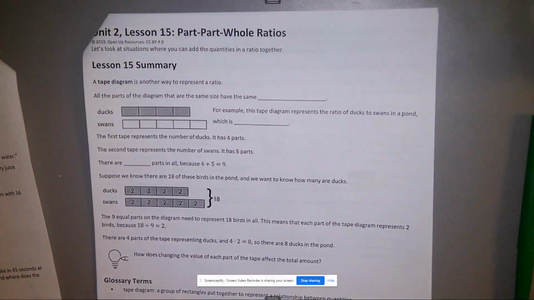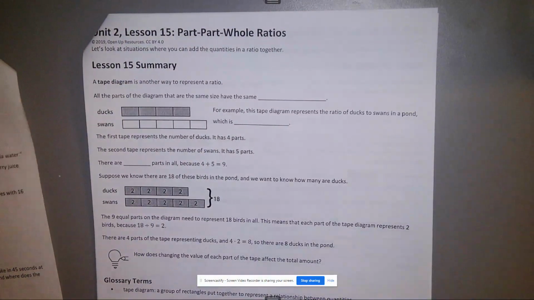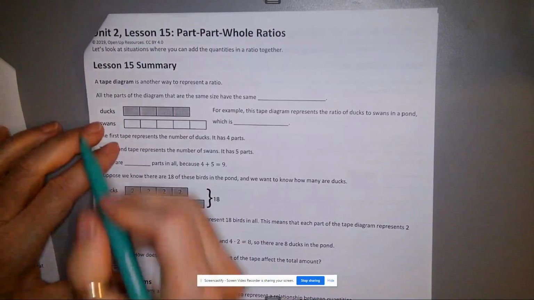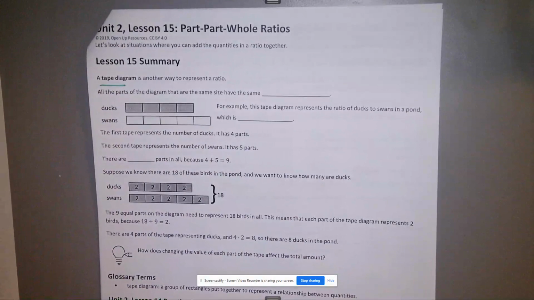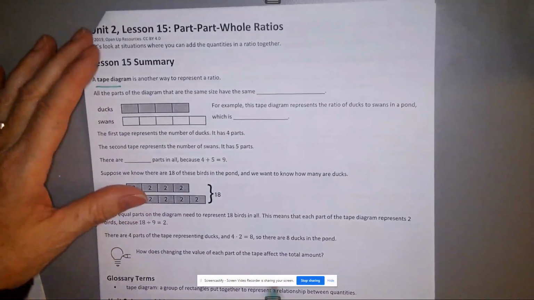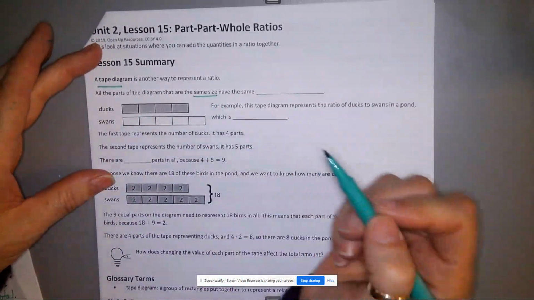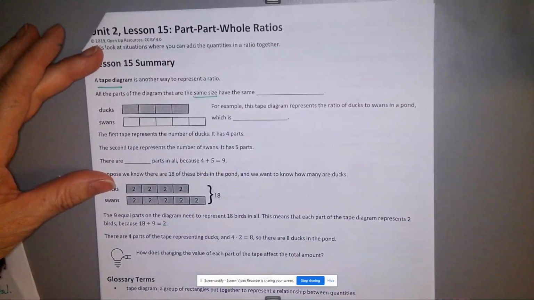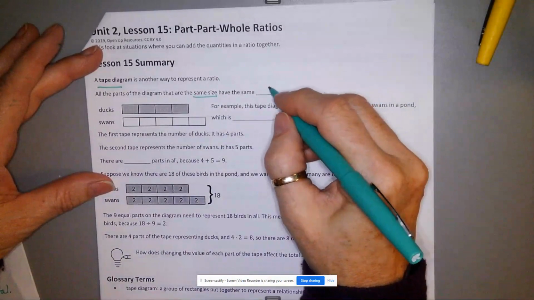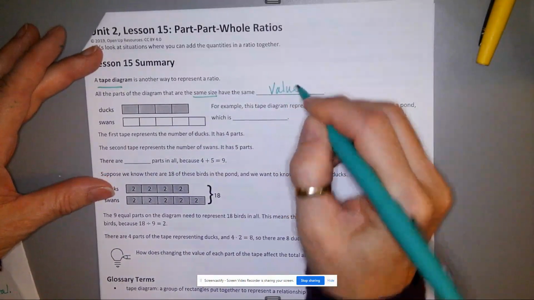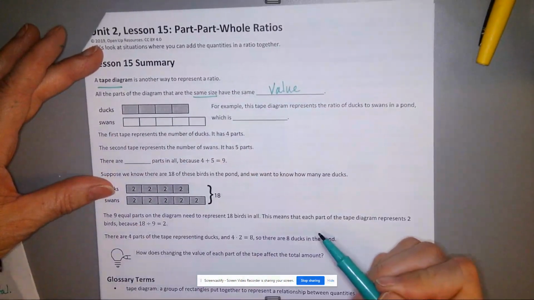All right, lesson 15. Lesson 15, we start another type of diagram. This is called the tape diagram. All of the parts of the tape diagram are the same size, so be careful when you're drawing. You want to try to make them the same size and think of them as being the same size, and they have the same value. That means each box is worth the same amount.